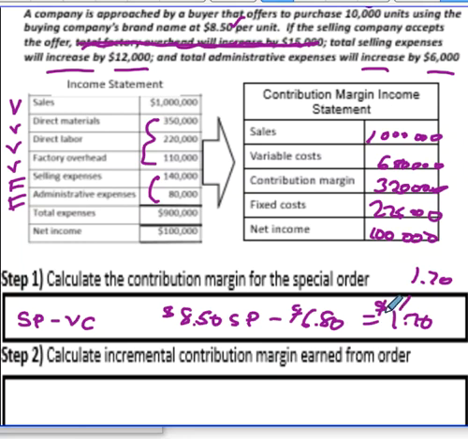Now we want to calculate the incremental contribution margin that is earned from the order. We know what our contribution margin is, and it's the $1.70 that we're going to earn from the order. So we take $1.70, which is our contribution margin for every unit, and multiply that by the number of units, which would be 10,000 units.